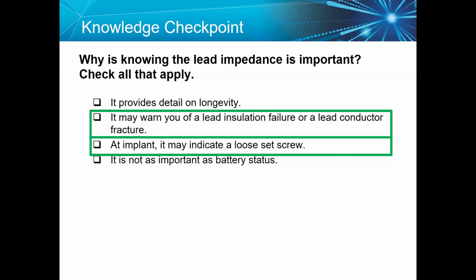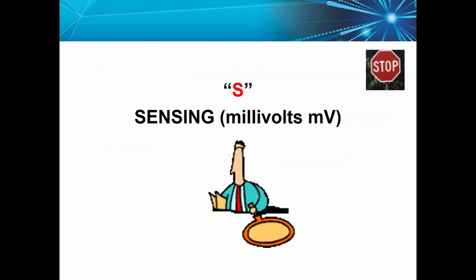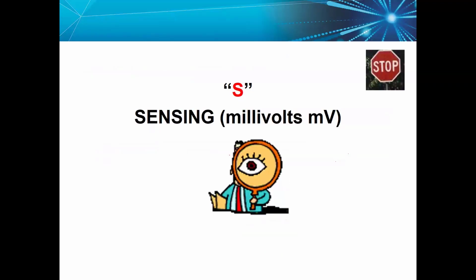In the case of a loose set screw, immediately after implantation, when we measure the battery and lead impedance, we will see that lead impedance gives a high impedance. It directly indicates that there is a loose set screw. And after 1, 2, 3 years, lead fracture may occur, but it's not in the acute setting. And we finish presenting battery status and lead impedance.